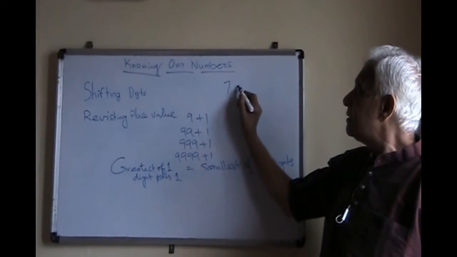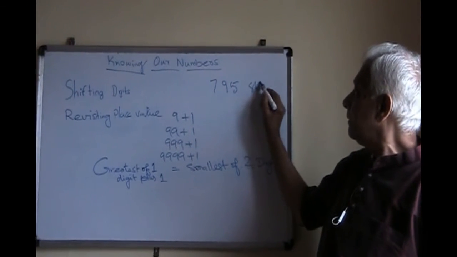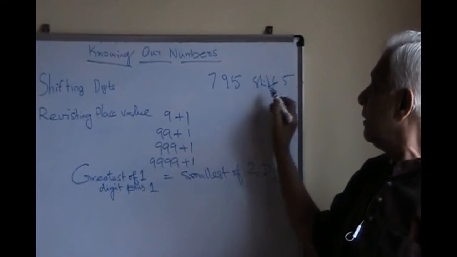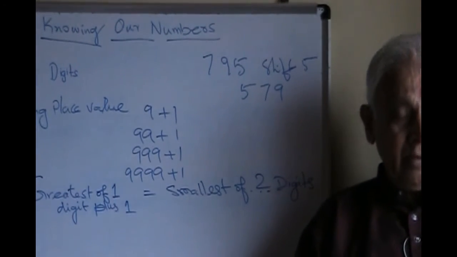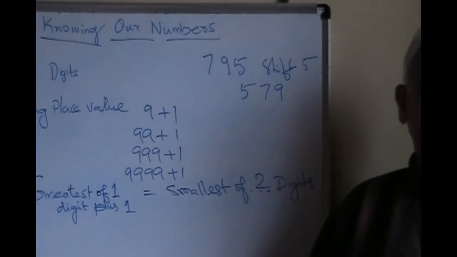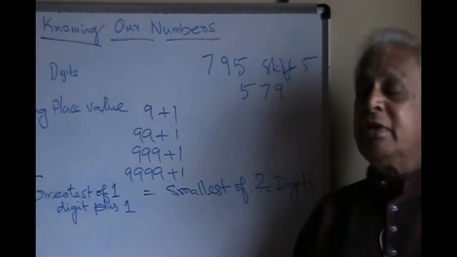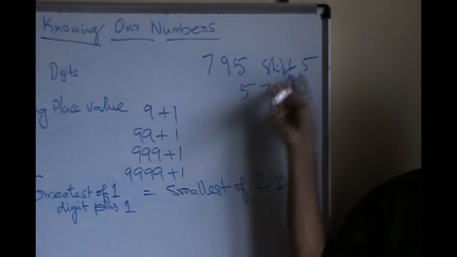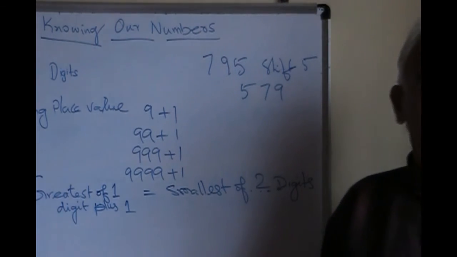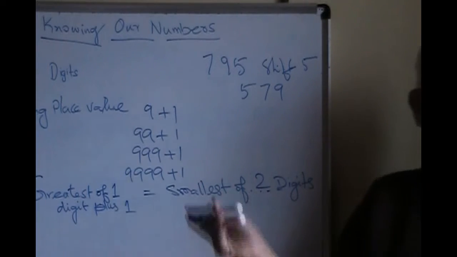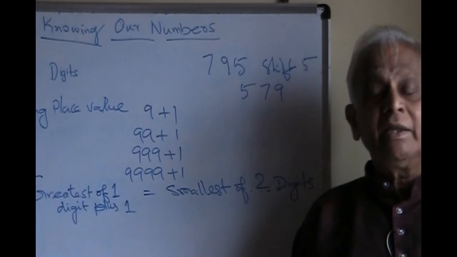Here, when you write 795 and you shift 5, what will happen? The number becomes smaller. It becomes 579, which is smaller than 795. So it means a shifting of places will make the number either smaller or bigger. This is how the shifting has its own importance in understanding the numbers.